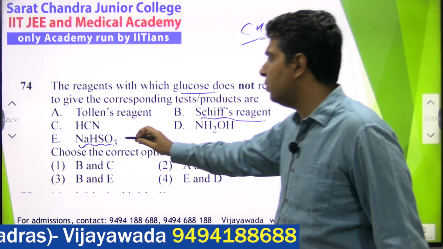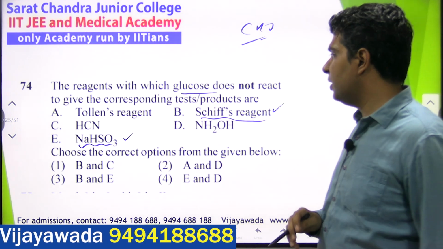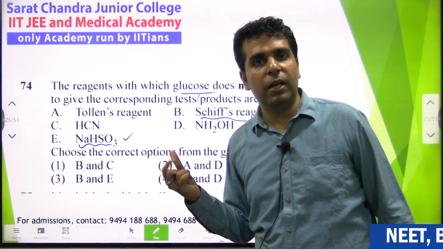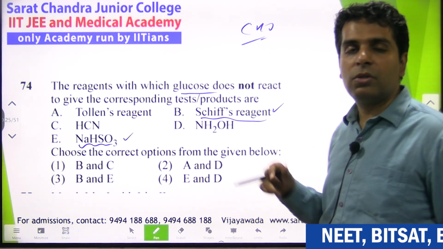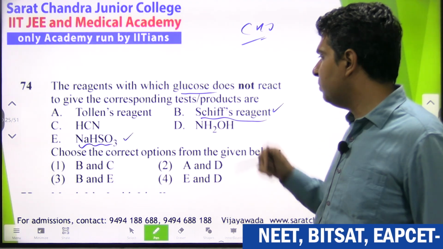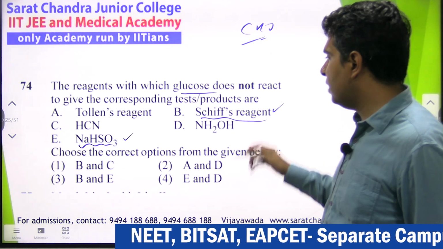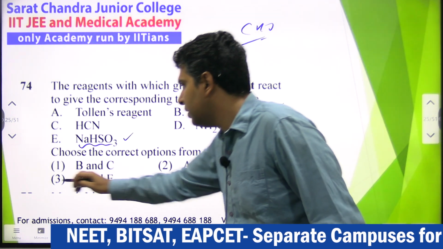So Schiff's reagent does not react and sodium bisulfite is not added easily. So hydroxylamine will be added to aldehyde, and oximes are formed easily in this case. So the reagents which do not react will be B and E, that is third option.